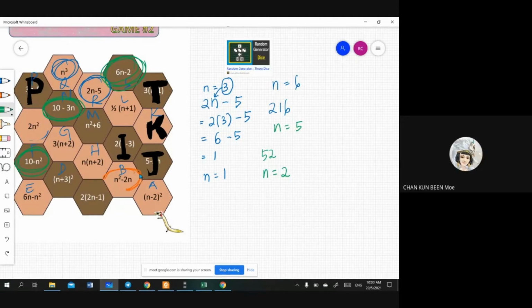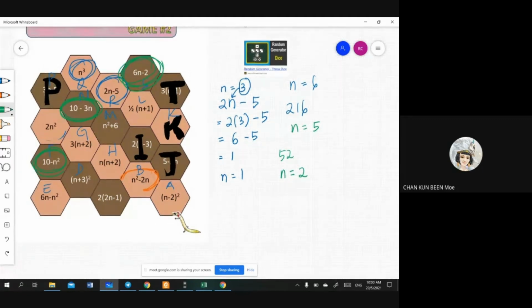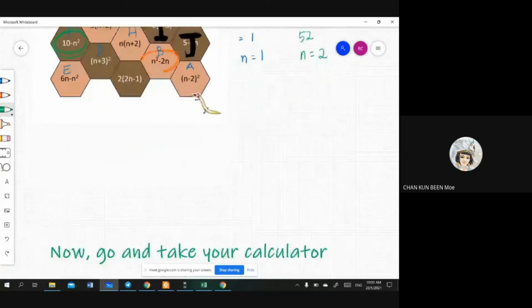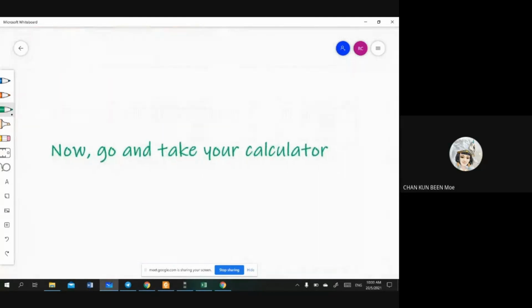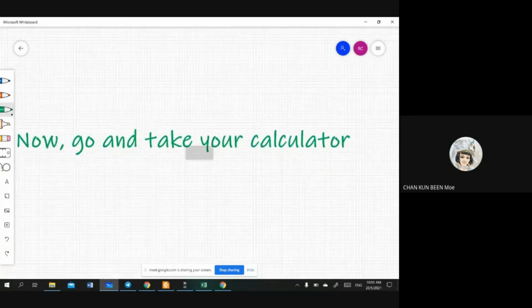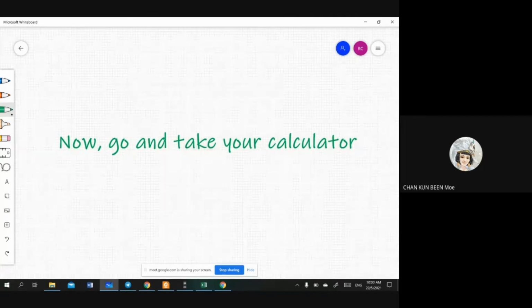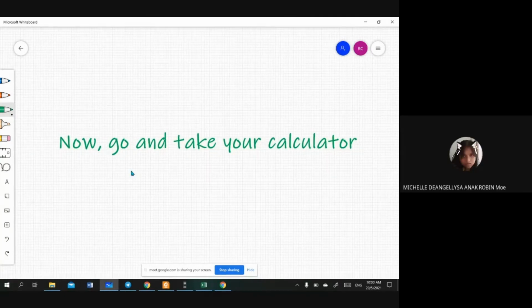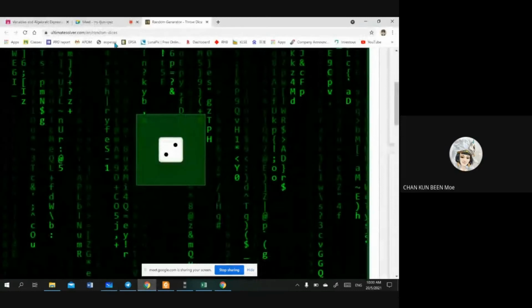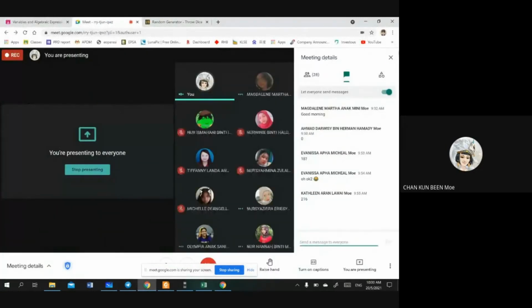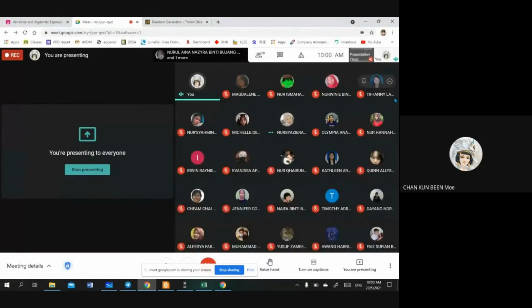So let us move to the next one. Hopefully you know how to substitute the value manually. Next, we are going to learn to use the calculator. So you see this one now. Everybody go and take your calculator. Do you have your calculator with you? Okay. Open up your video. Let me see your face with the calculator.